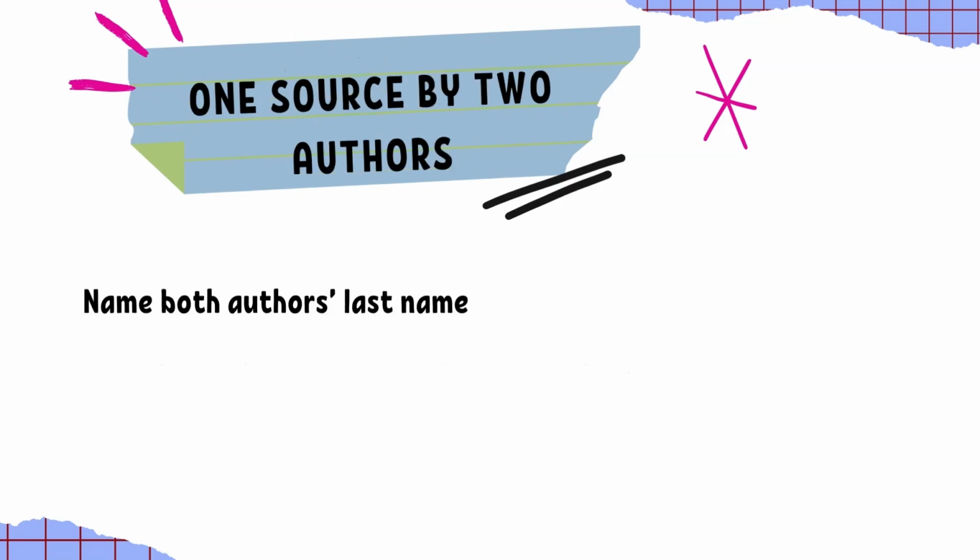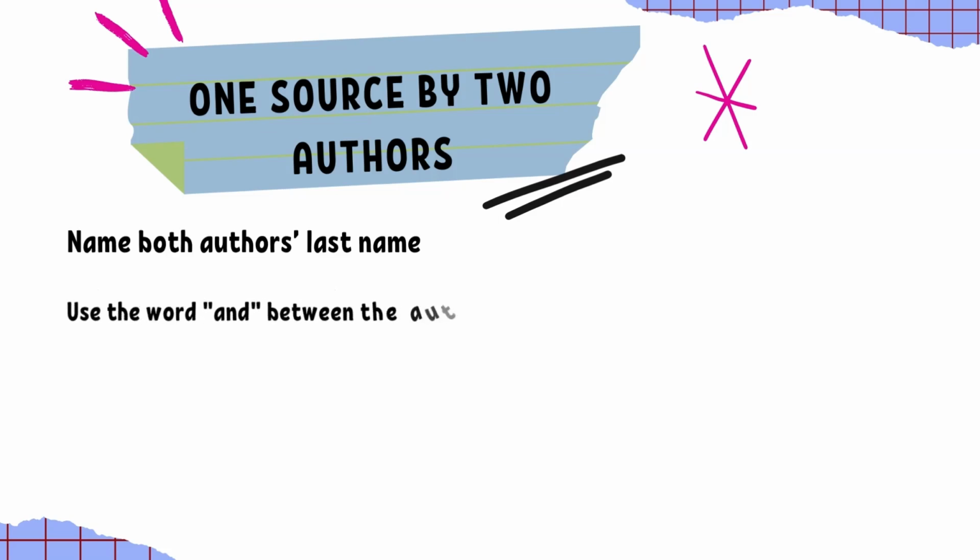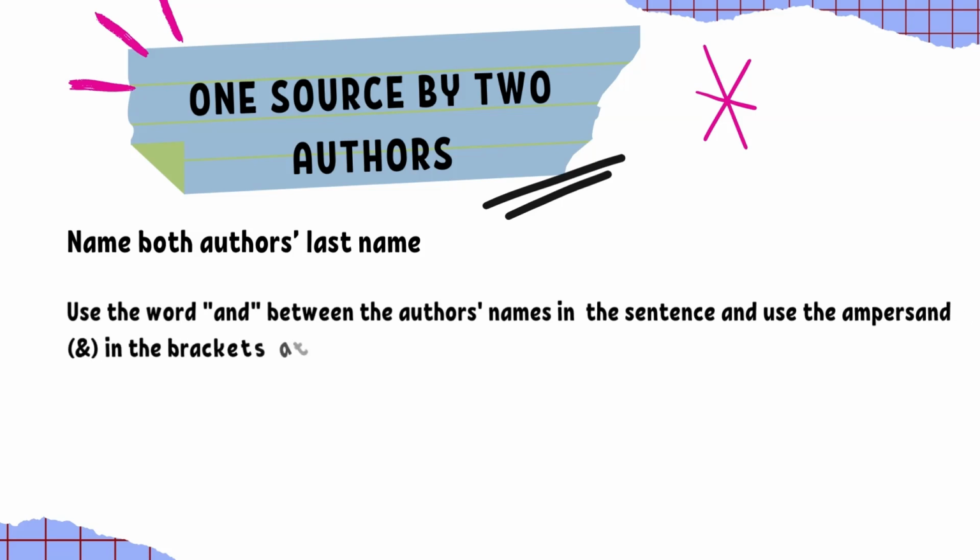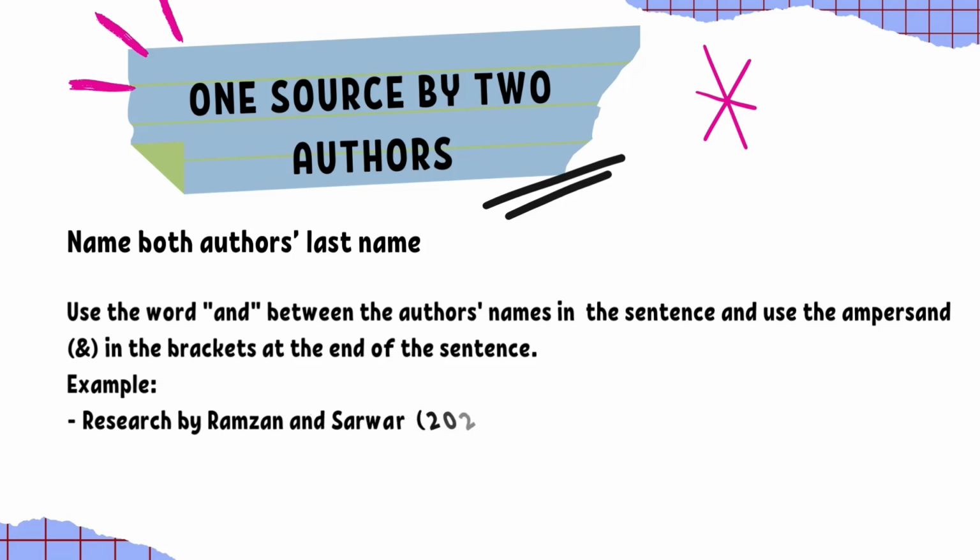And if there is one source by two authors, then name both authors' last names and use the word "and" between the authors' names in the sentence, while using the ampersand in the parentheses at the end of the sentence, like that.